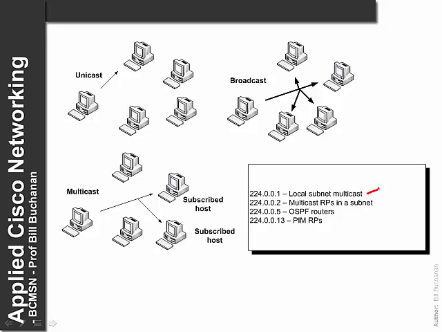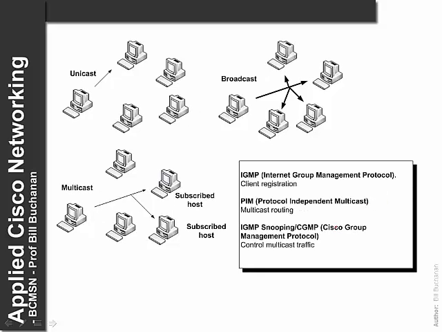Typical addresses that are used: 224.0.0.1 are for local subnet multicast. .2 is for RPs on a subnet. 5 is used for OSPF routers. 13 for PIM RPs. The protocols that are typically used with multicast, as we've seen, are IGMP for client registration, PIM for multicast routing, and IGMP snooping, and for CGMP to control multicast traffic.